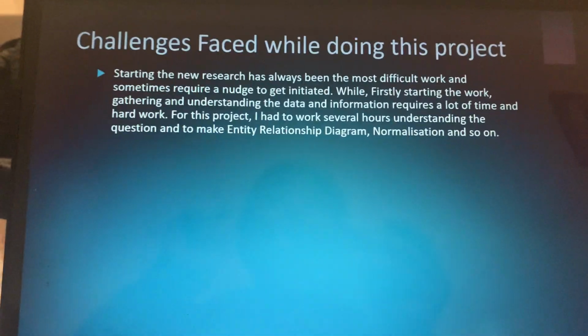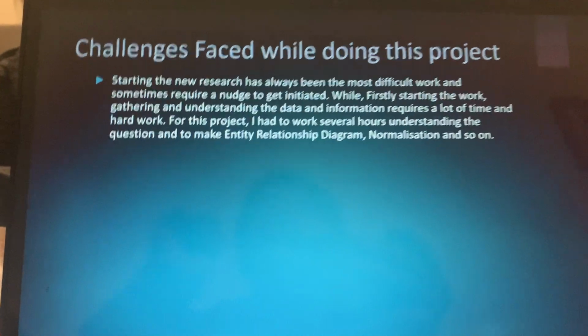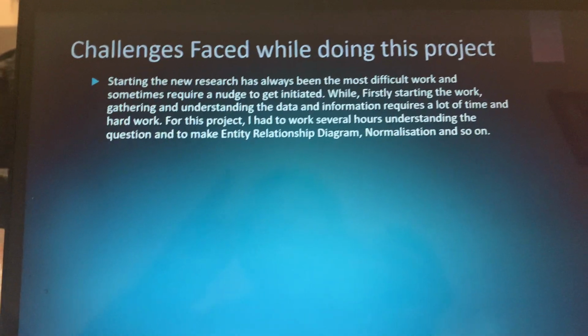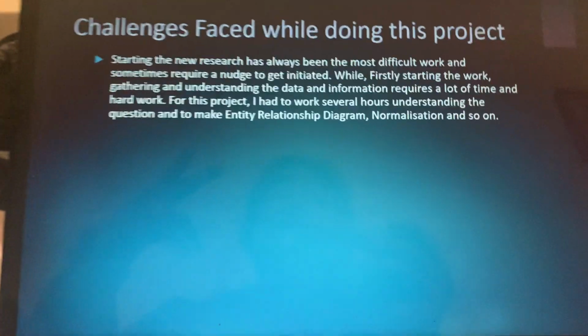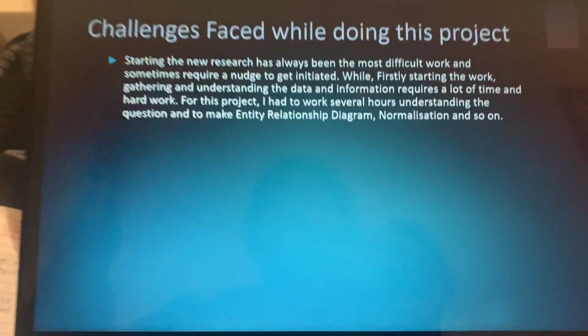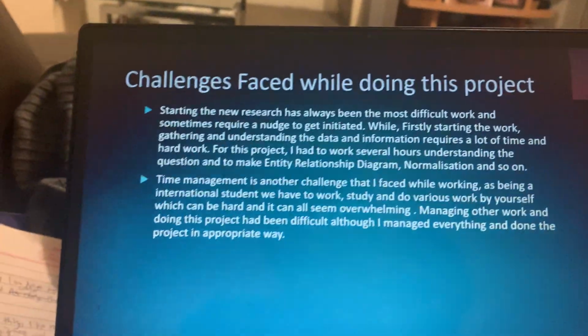As I like to say, for this project I had to work several hours, around 2 or 3 hours, to understand the question and to make the entire diagrams, normalization, and so on.